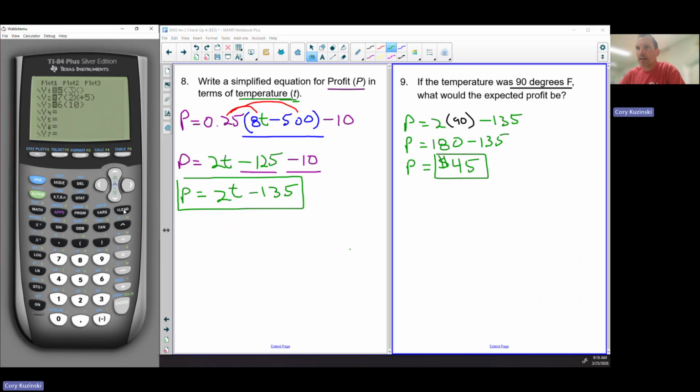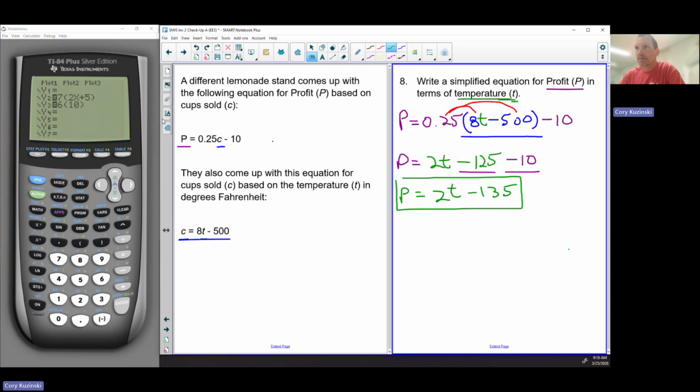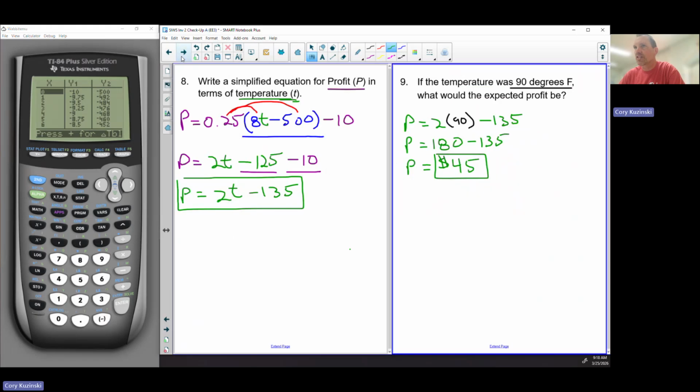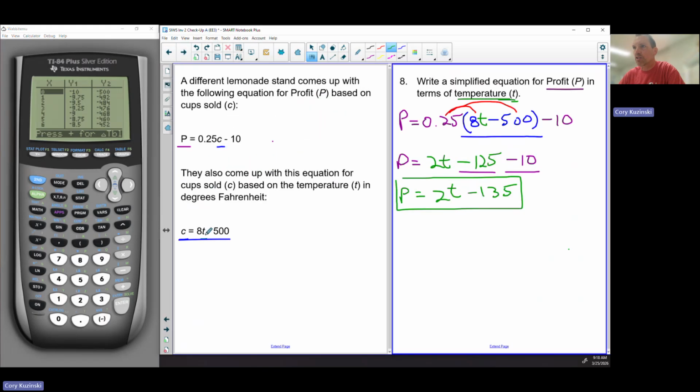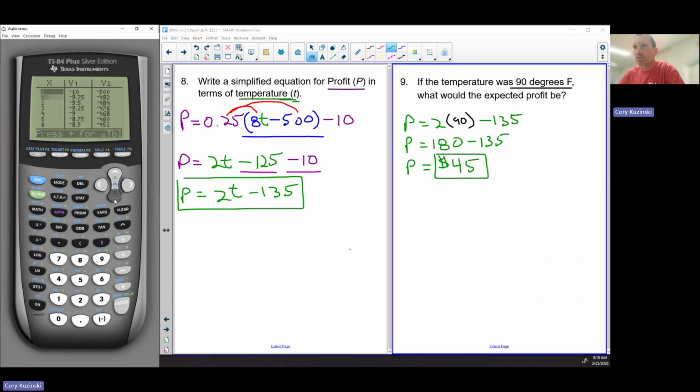Let's look at this another way. How about we put in our profit equation 0.25x minus 10, and then we'll put in our cups equation, 8x minus 500. I'm going to go to my table, and if the temperature was 90 degrees, the temperature goes in the second equation. So I'll scroll all the way down to 90, and this is going to give me my number of cups.